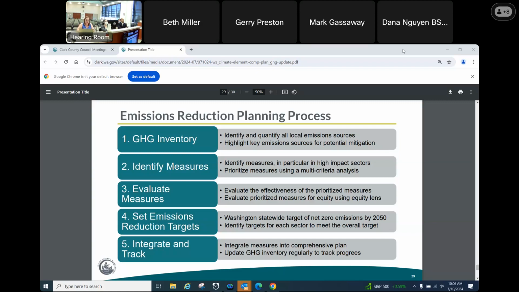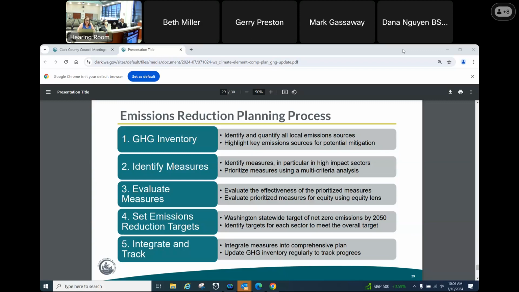Once we've identified the measures, we'll go through a prioritization process using multi-criteria analysis. This is a process that's defined by the Department of Commerce in the guidance that we're given on this climate element. But it's important to keep in mind that there are lots of examples of proven and effective actions that can reduce greenhouse gases. And the primary focus will be on greenhouse gas reduction, but there are also lots of other co-benefits that come with taking these actions. And our team, through this process, will seek to maximize those co-benefits.